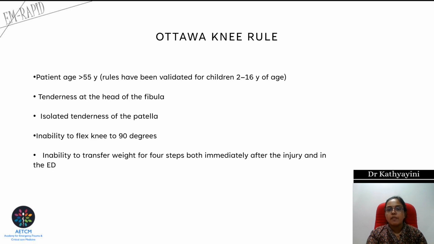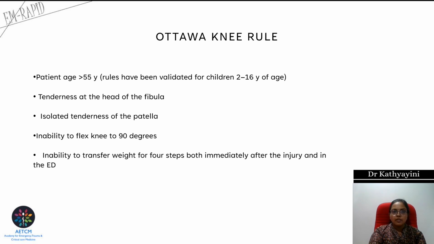So when to take an X-ray? A patient comes with a knee injury to your ED, and what makes you take an X-ray? We have certain rules that help guide us when an X-ray or radiological imaging is indicated. One is the Ottawa knee rule.